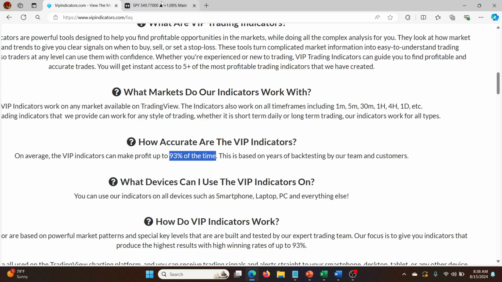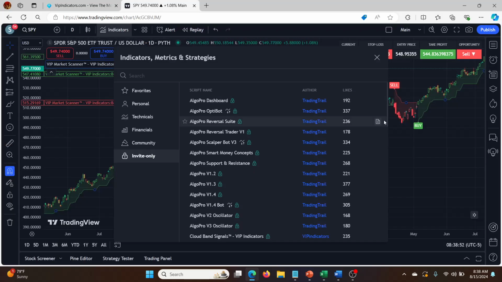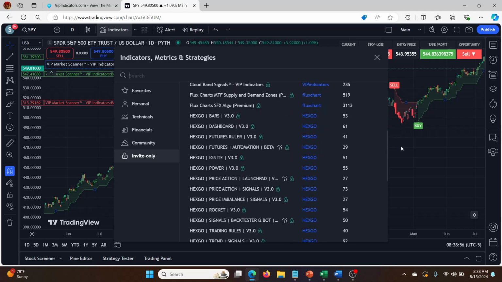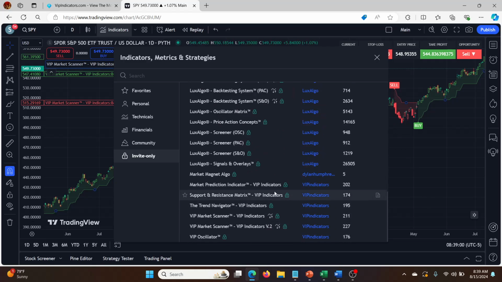So let's go and have a look at some of the indicators. When you buy this, you get multiple different indicators, which is what you generally get with all these, like Algo Pro and everything. Most of these are invite-only scripts. What we're looking at here is just down the bottom, these VIP indicators. So you get the market prediction indicator, support and resistance matrix, the trend navigator, VIP scanner, VIP market scanner, and VIP oscillator. So these are the VIP indicators. Most of these I found to be pretty useless.